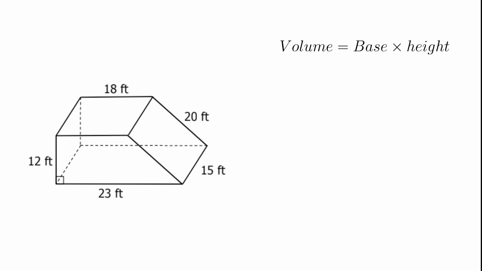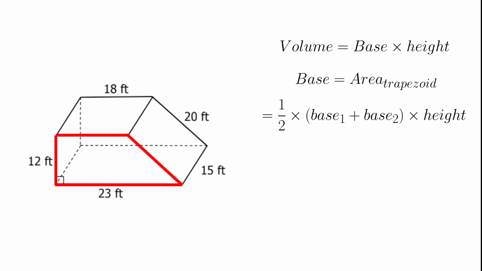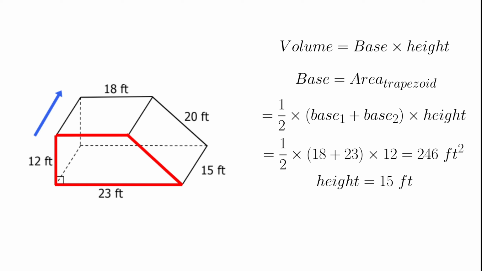This time we are finding the volume of a trapezoidal prism, which, as its name implies, means we are stacking trapezoids. First we calculate the base, which means we just find the area of the trapezoid, which gives us 246 feet squared. Next we stack it towards this inward direction, with our height being the 15 feet. To find the volume, we multiply our base times our height, which will give us 3,690 feet cubed.